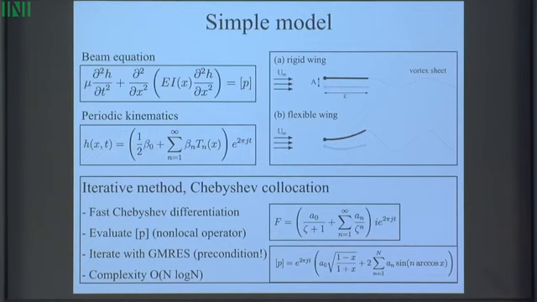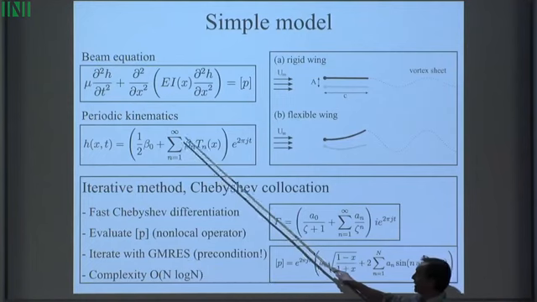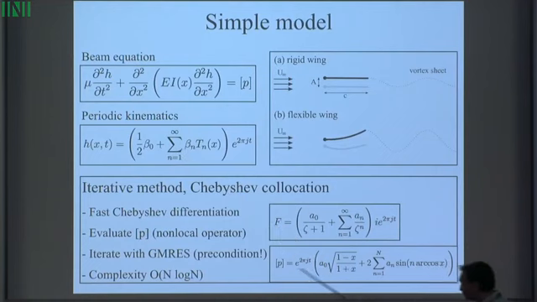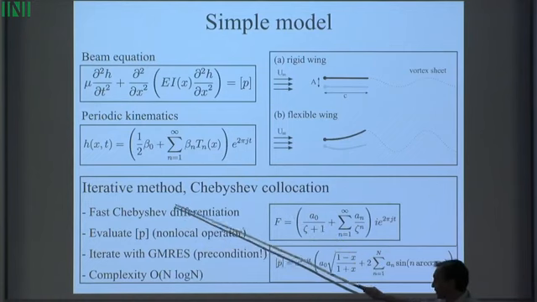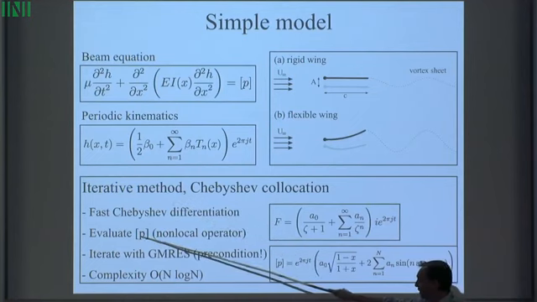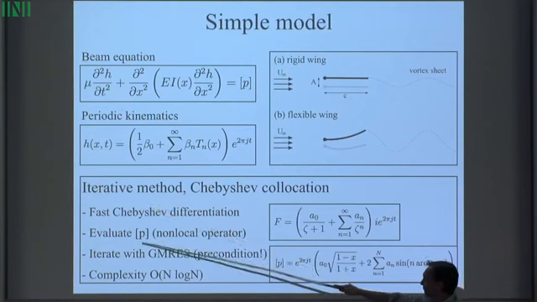And then I use a simple iterative method. I use GMRes until I eventually reach convergence and solve for the kinematics. Okay, so the advantage of doing things this way is that at the end of the day, I have a lightning-fast numerical method for solving for these kinematics. Because the Chebyshev differentiation is order n. This evaluation of the pressure jump is order n. I should say order n log n.